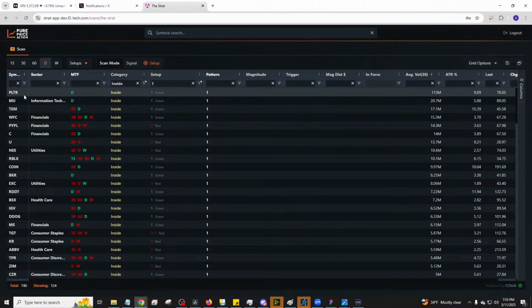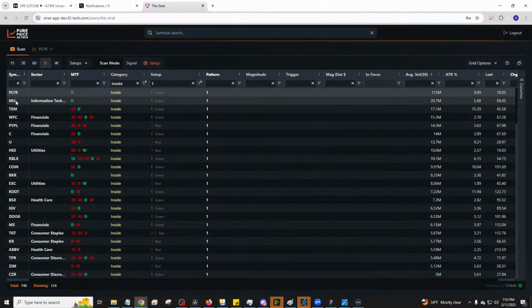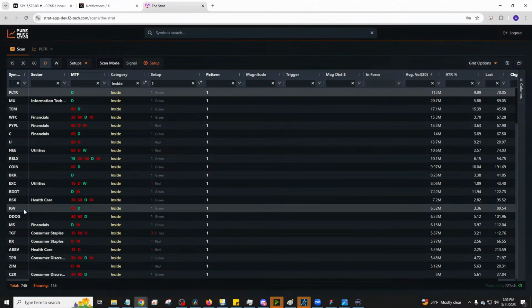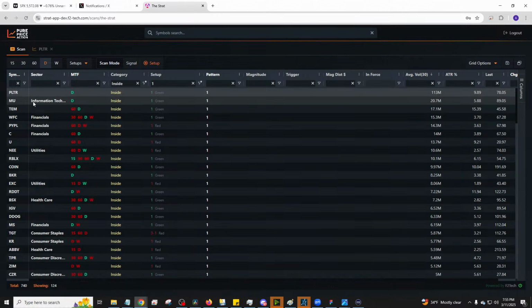But here's the scanner, and we can see going into tomorrow, Palantir is inside, which I want to double check just to make sure the data is correct. Yeah, so Palantir is inside, MU's correct, or inside. Wells Fargo, PayPal, Citigroup, all financial names, right? Some utilities are inside in here, some staples. So we can go in here and we can do our scans for the setups.